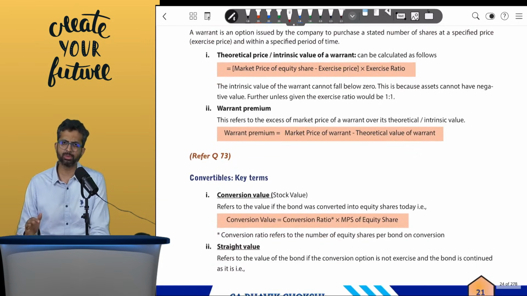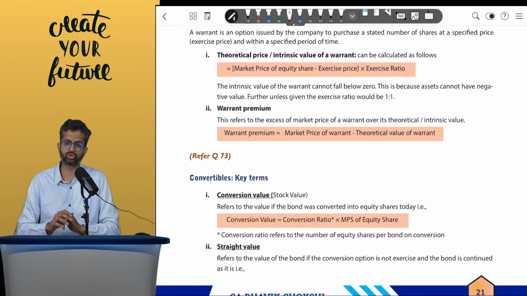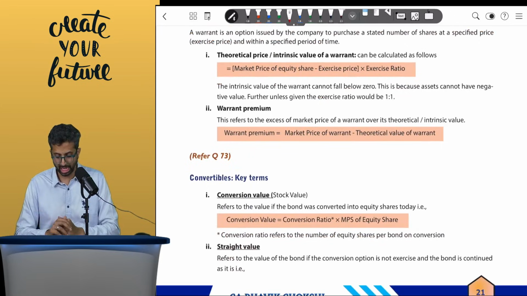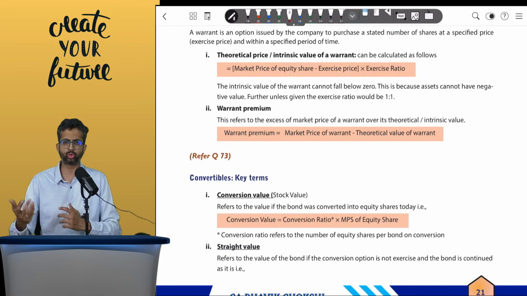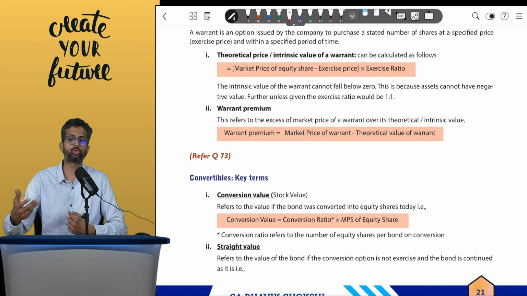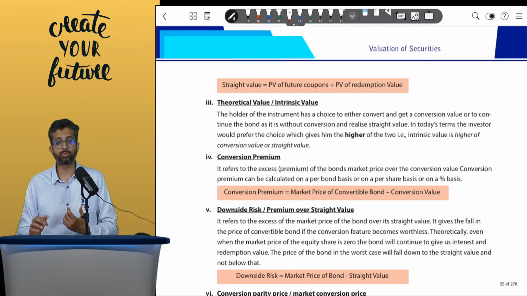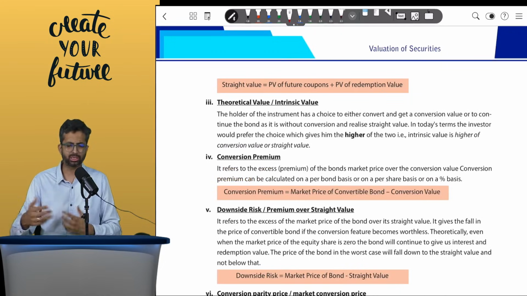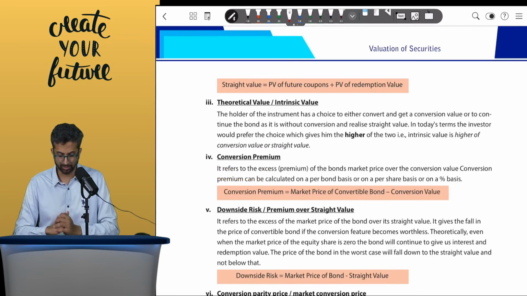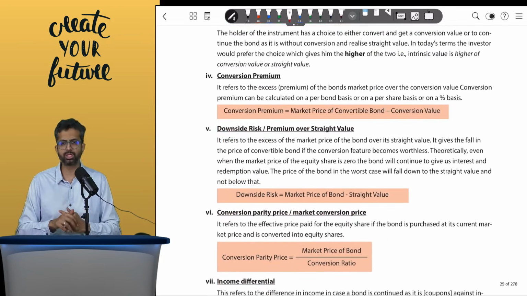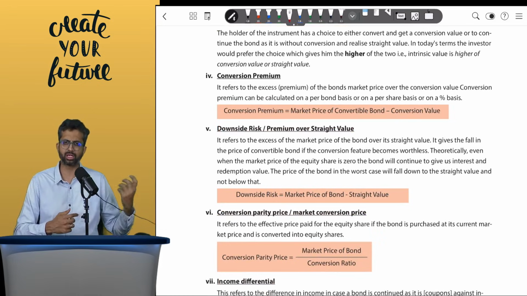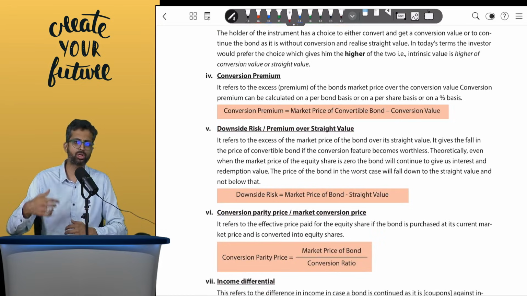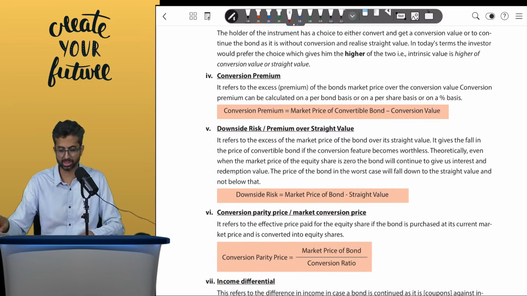Then you look at convertibles. Within convertibles you will have conversion value, where you are looking at conversion ratio into the market price. That is the value that you will get if I were to convert the bond. Straight value, that is what if the bond continues straight as a bond only. Theoretical value is nothing but the intrinsic value, which is the higher of the two. Conversion premium is the difference between the conversion value and the market price of the security, can be calculated in percentage, per bond, per share basis, let us say.